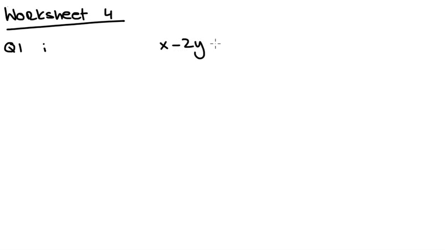In this video, I'm going to go through the solutions for worksheet number 4. So the first thing that we need to do is solve some different types of simultaneous equations. So question 1, part 1: x minus 2y equals 9, and 3x plus 7y equals 1.